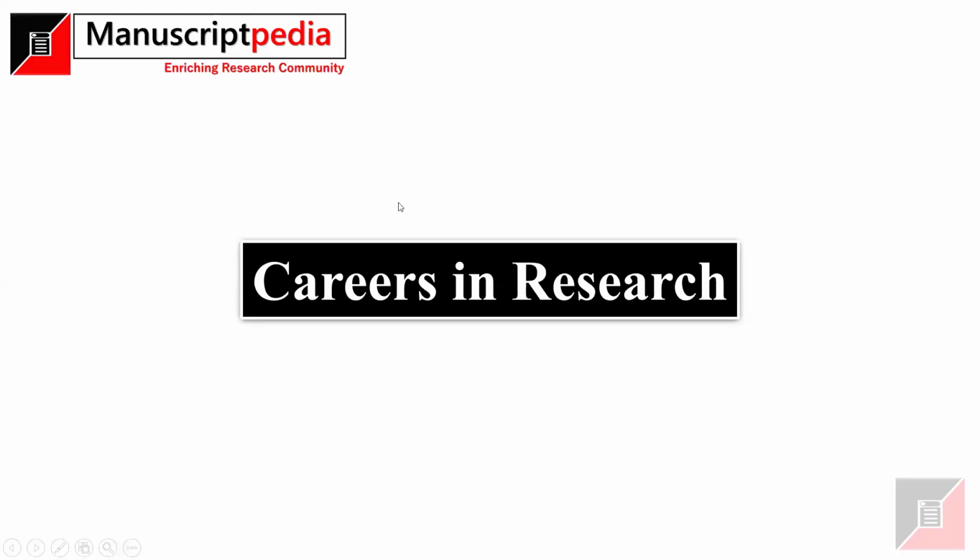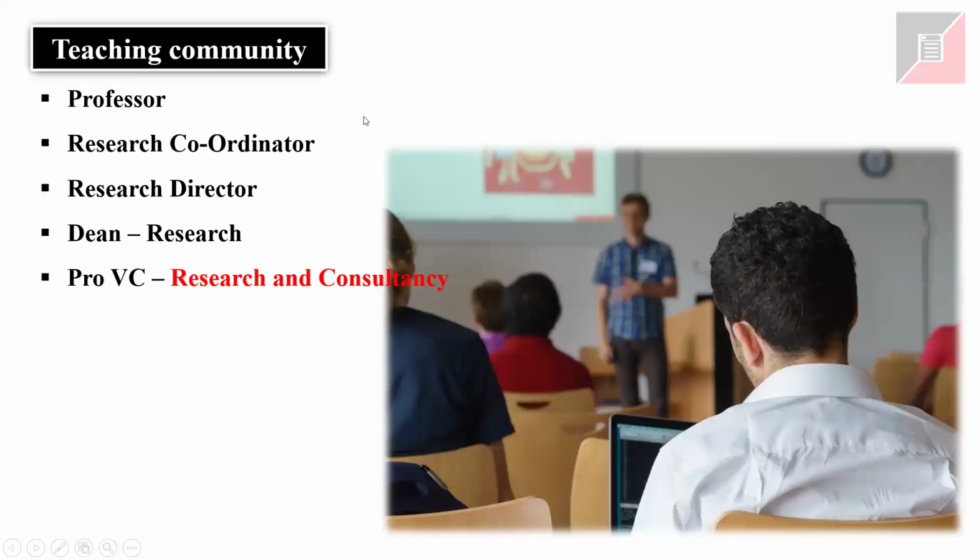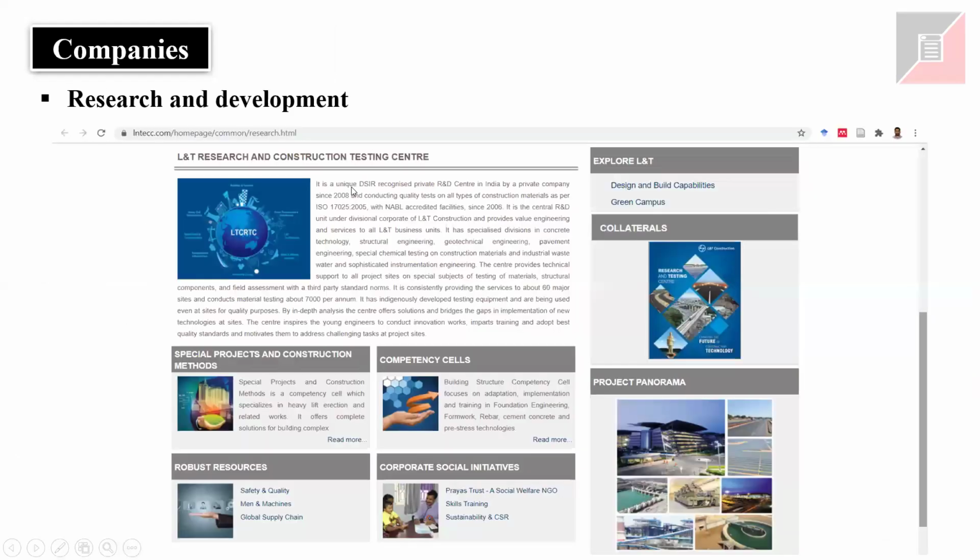Network is very important for every researcher, no matter which discipline. As a researcher, the first thing is the teaching community. You go for faculty positions. I don't prefer only teaching. After your PhD and research, there are better opportunities. Sometimes you will get into R&D and other areas. Then research coordinators, research director, these are all in academic institutes like Dean Research, Pro VC Research and Consultancy and other positions. In most institutes you will have those things.